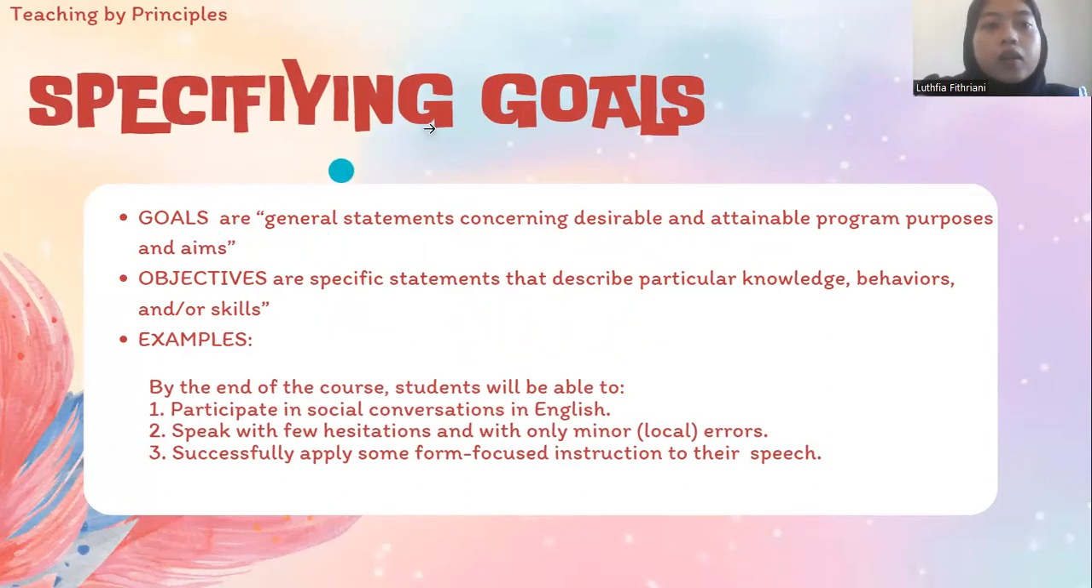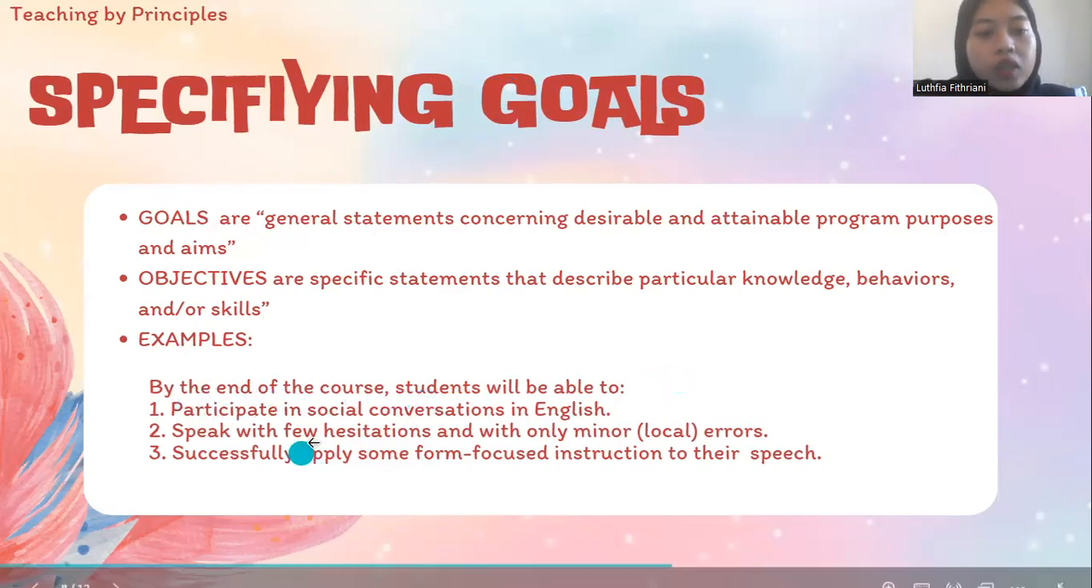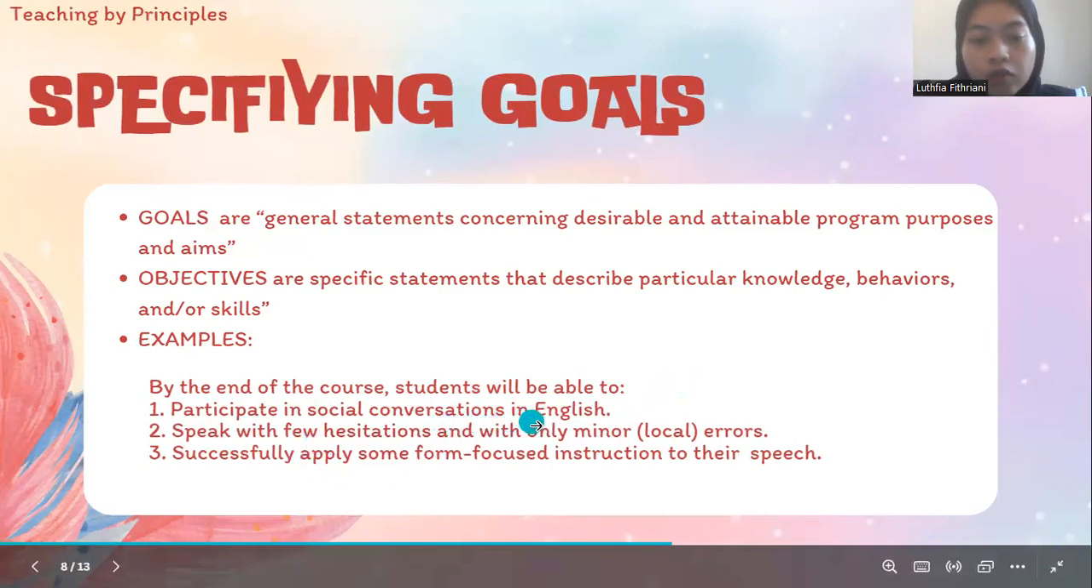An example of specifying goals is: by the end of the course, the student will be able to participate in social conversation in English, speak with few hesitations and with only minor local errors, and successfully apply some form-focused instruction to their speech.